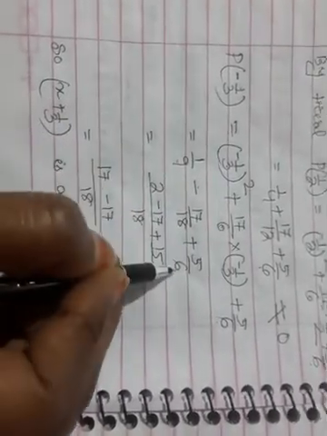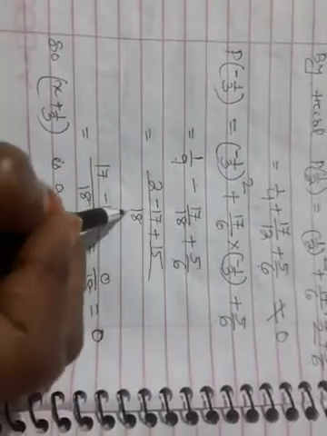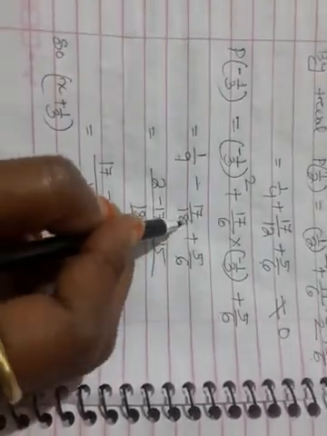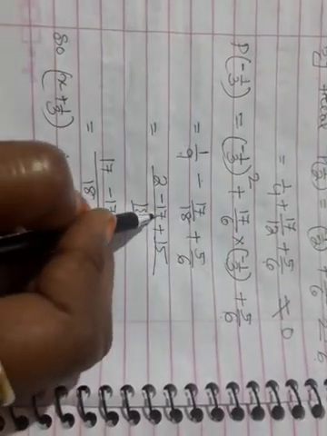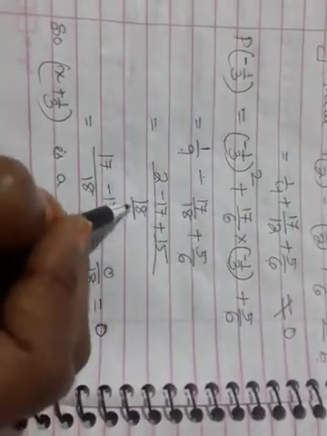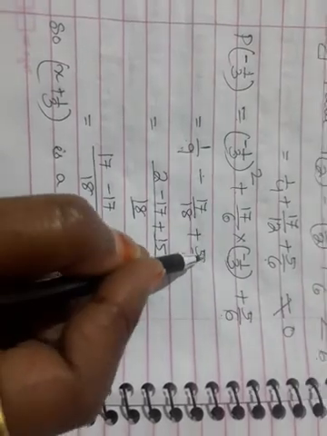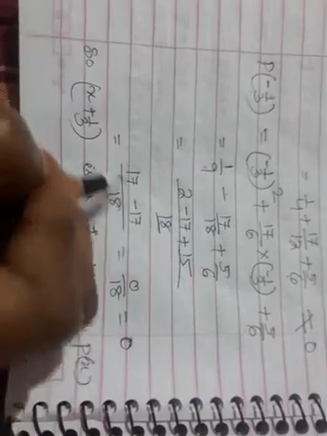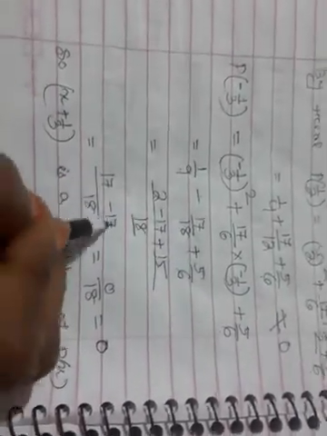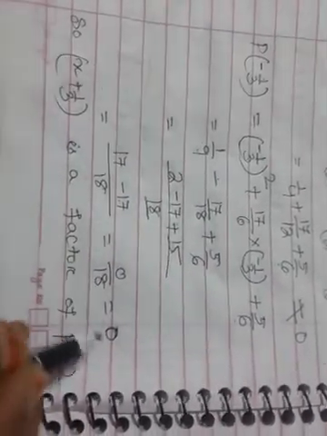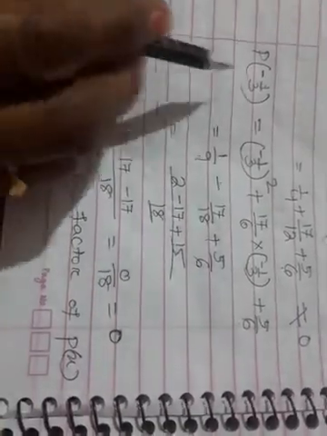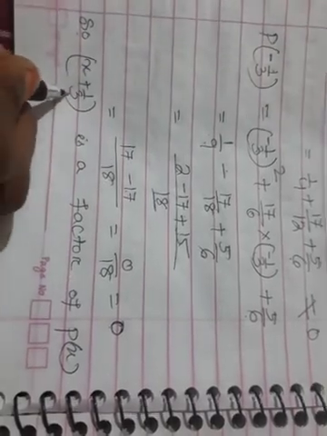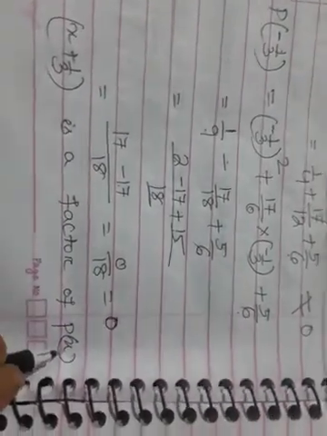Here the denominators are 9, 18, 6. The LCM of 9, 18, 6 is 18. 18 divided by 9 is 2, into 1 is 2. 18 divided by 18 is 1, into 17 is minus 17. Plus 18 divided by 6 is 3, 3 into 5 is 15. Here 2 plus 15 is 17, minus 17, over 18. 17 minus 17 is 0 by 18, which is equal to 0. So p(−1/3) is equal to 0. So x + 1/3 is a factor of p(x).